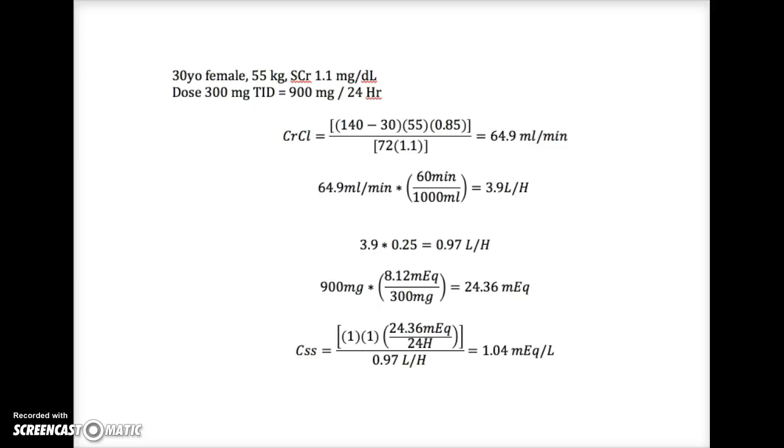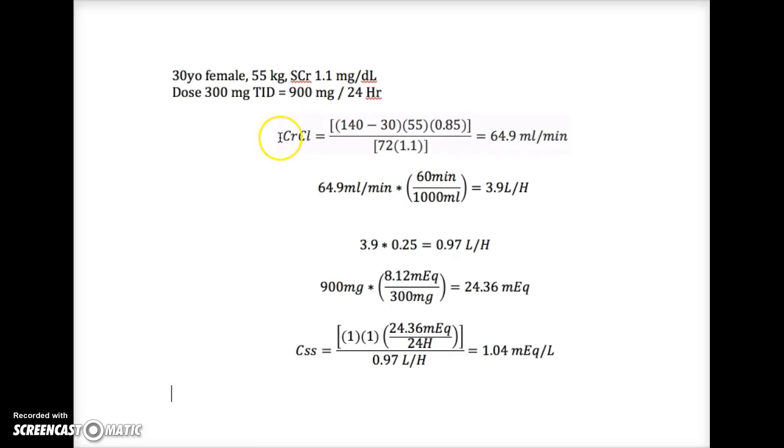Alright, so here we are going to go over the PK calculation practice question from our lecture. If you see here, this is a 30-year-old female, 55 kilo, and her serum creatinine is 1.1 milligram per deciliter. Her dose is 300 milligrams 3 times daily, which will be then 900 milligrams over 24 hours.